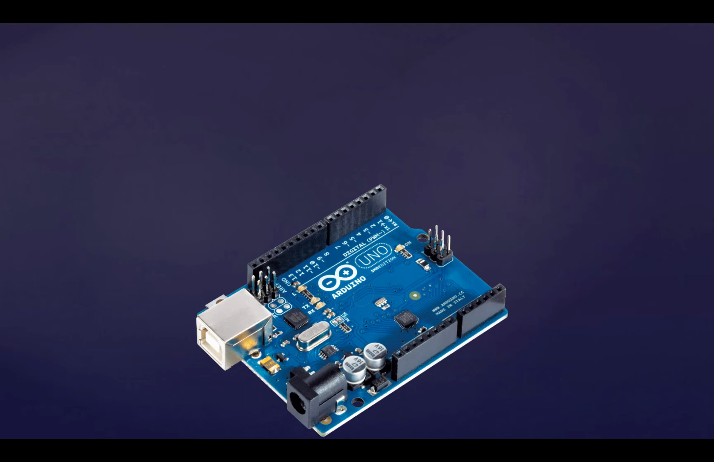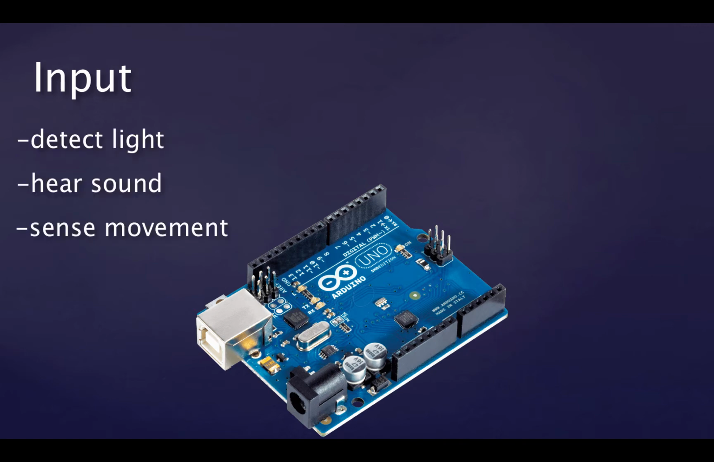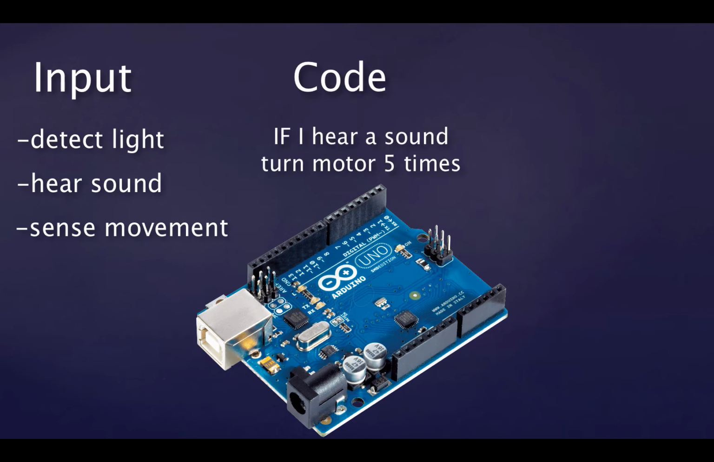Arduinos allow you to interact with the world. They can take any input, so anything you can detect in the real world, such as light, sound, movement, and they can process it in their code, so you get to make decisions in the code. So if there is a sound, move a particular part, which leads to the outputs.